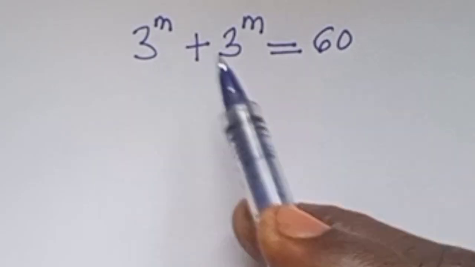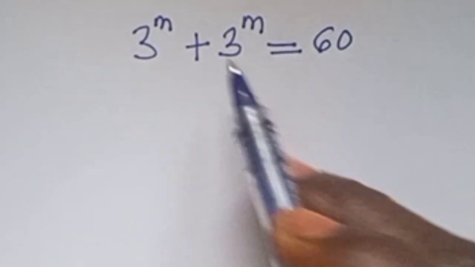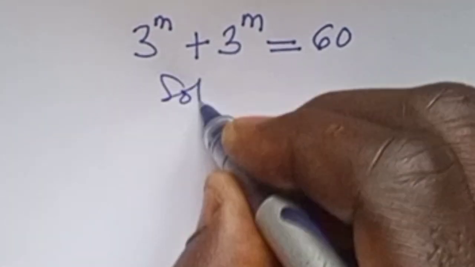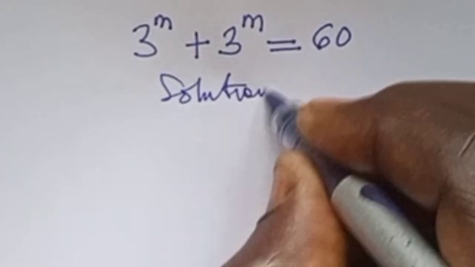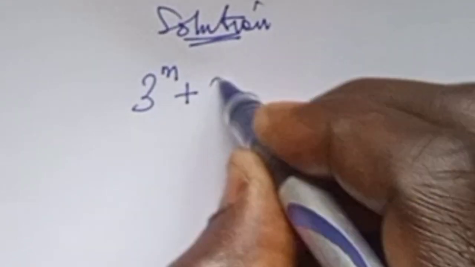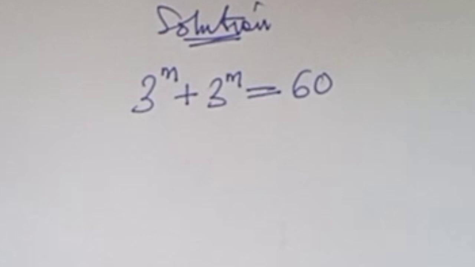Hello everyone. So today we have 3 to the power of m plus 3 to the power of m equals 60. m is the unknown. So we're going to solve together. Let's seek solution. Our equation 3 to the power of m plus 3 to the power of m is given to be 60.